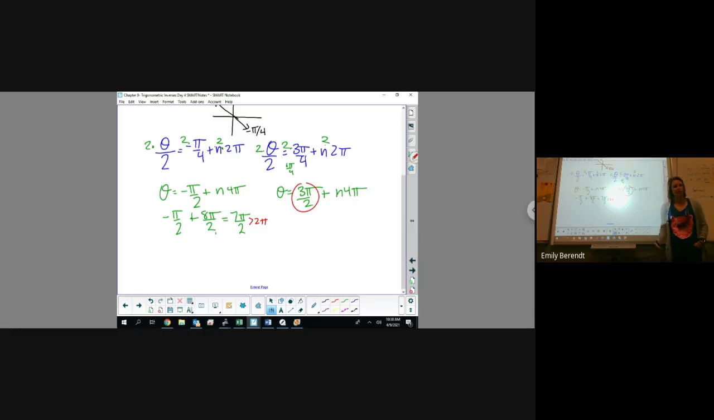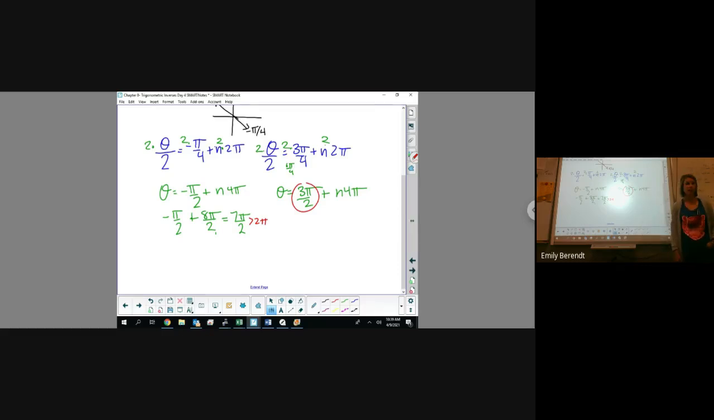And then use a little common sense here. 3 pi over 2 is almost a full circle. It's at 270 degrees. And if you added 2 full circles to it, you would what? That made me dizzy. You'd be over 2 pi. There's no sense in even checking that. You should know if you add 2 full circles to something that's less than a full circle, you would be over a full circle.